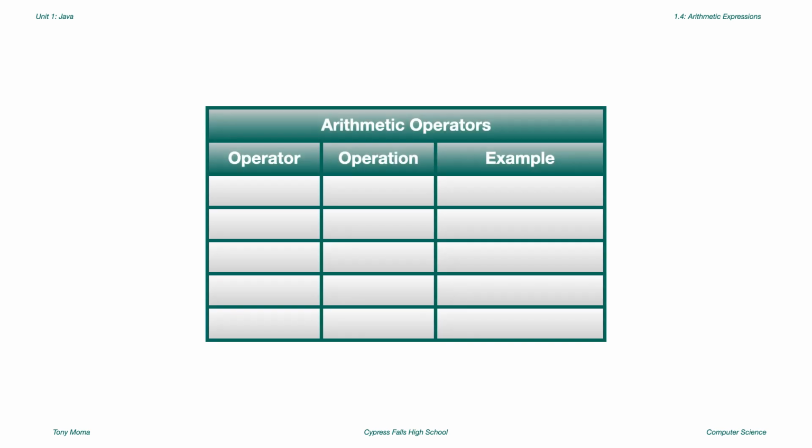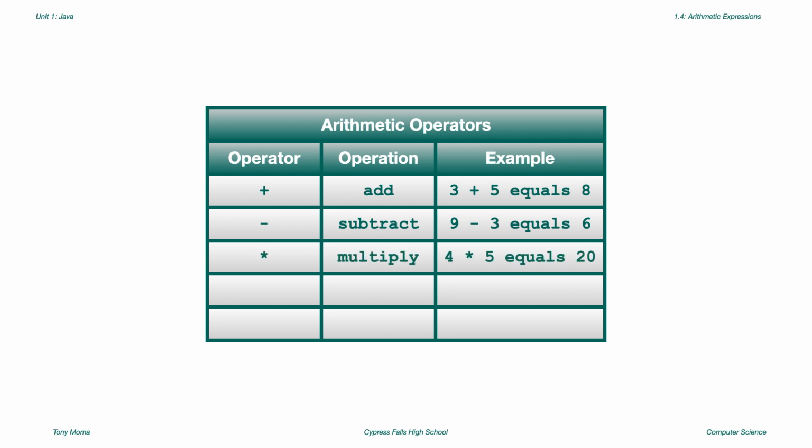In Java, we have 5 arithmetic operators. The plus operator, which adds two numbers together. The minus operator, which subtracts one number from another, the multiplication operator, which multiplies two numbers, the division operator, which divides a number by another, and the modulo operator, which computes the remainder. The last operator you're likely less familiar with, and we'll explain that operator in more detail in the next video.